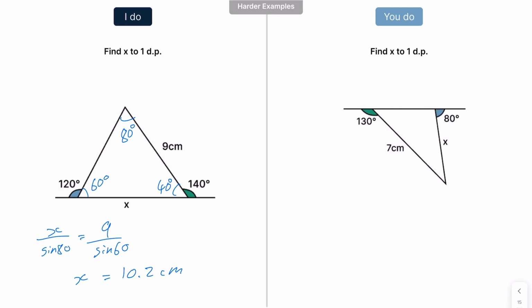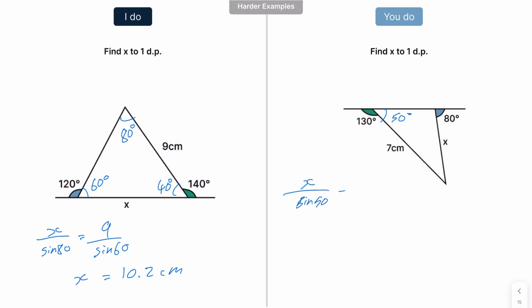So again, hopefully you pressed pause and had a go at this. So we're looking for x now. The angle opposite x is that one there. And how I know that is because of how the angles are formed. So that is the angle opposite x. Can we find that angle? Yes, we can. It's angles on a straight line, so that gives me 50 degrees there. And now I can find x using the sine rule.